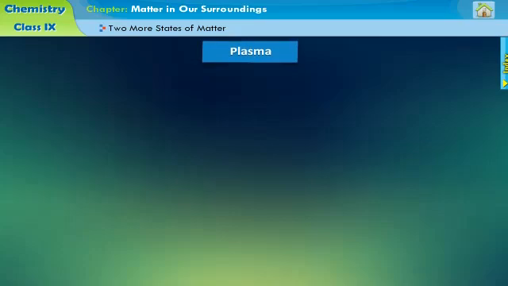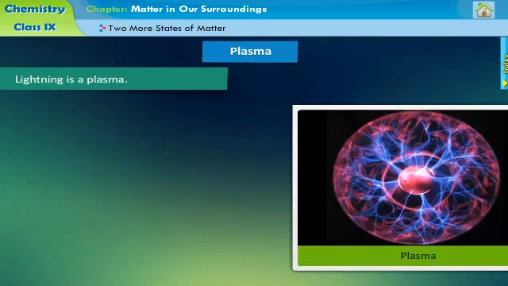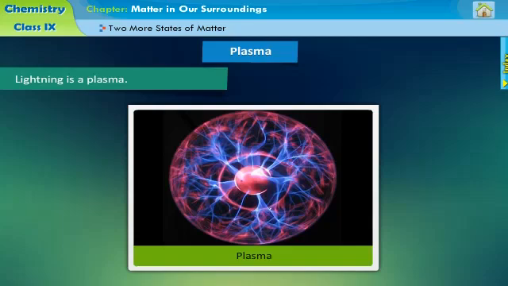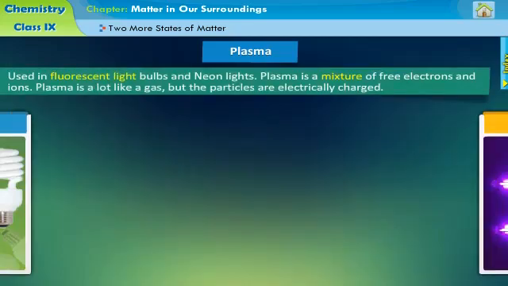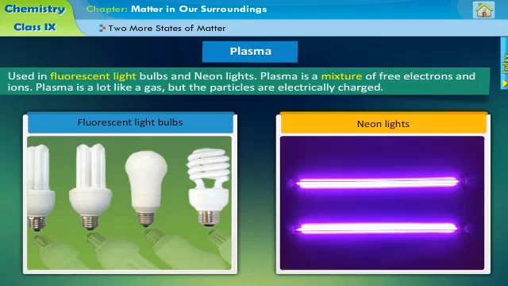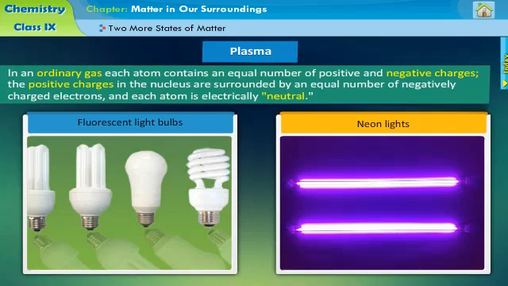Let's understand plasma. Lightning is a plasma. Used in fluorescent light bulbs and neon lights, plasma is a mixture of free electrons and ions. Plasma is a lot like a gas, but the particles are electrically charged. In an ordinary gas, each atom contains an equal number of positive and negative charges. The positive charges in the nucleus are surrounded by an equal number of negatively charged electrons, and each atom is electrically neutral.